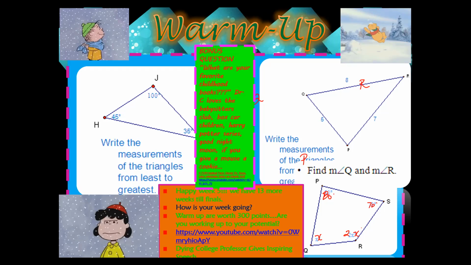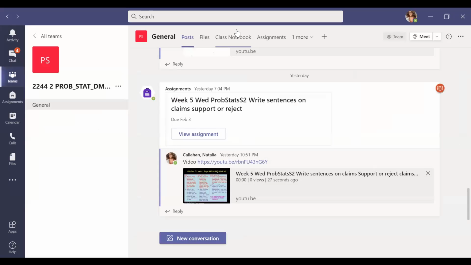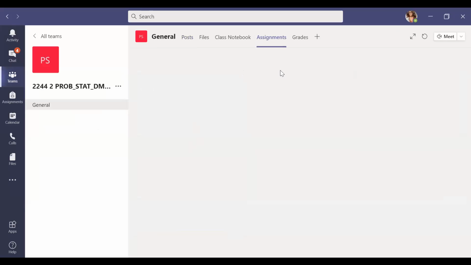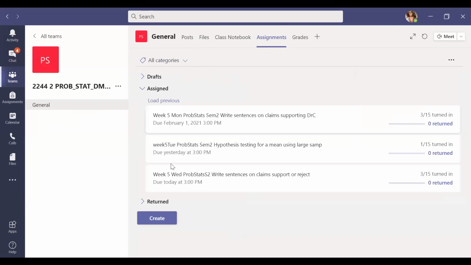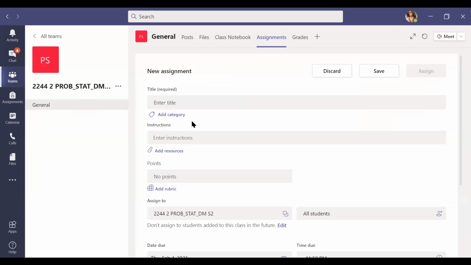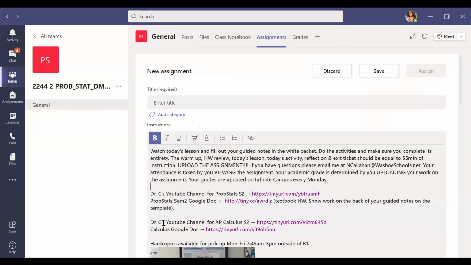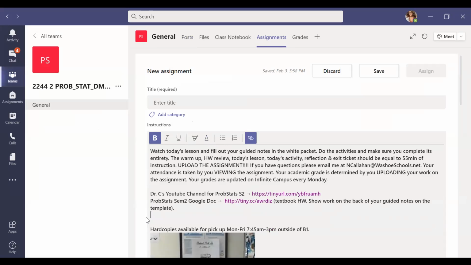All right, let's go ahead and create the assignment for today so that you guys are checking in, for those of you who are doing this online. As always, make sure you view the assignment so that I know you're here and can take attendance. You want to do that definitely before 3 p.m., specifically before the end of your class period. So just keep that in mind.